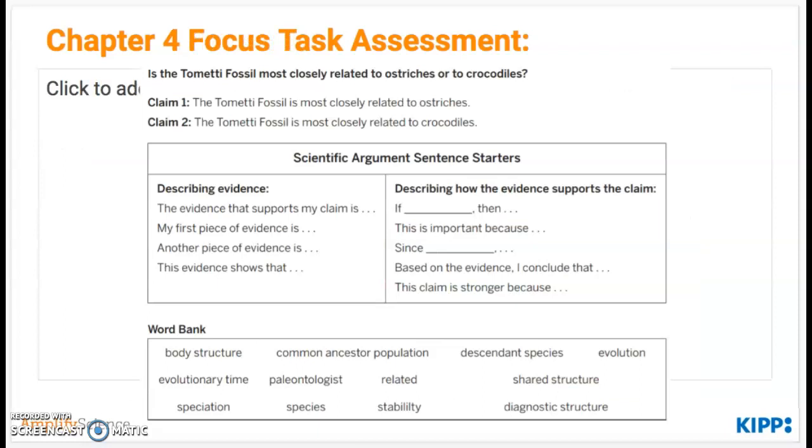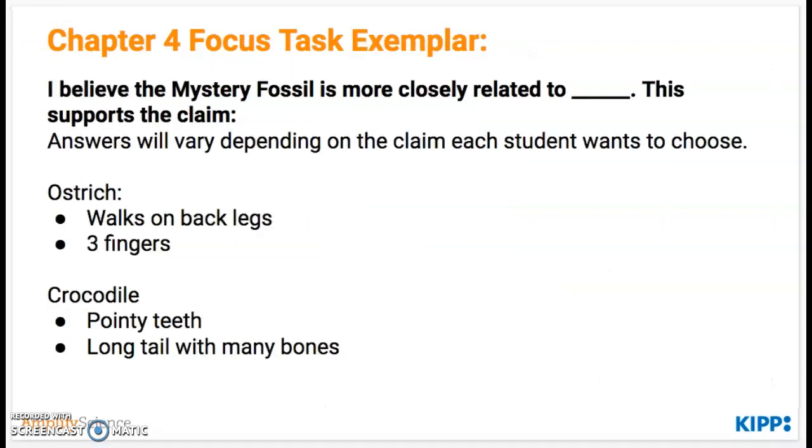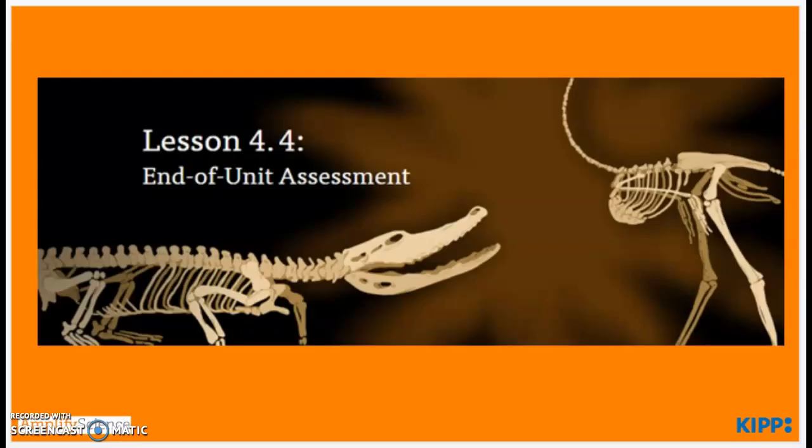For the Chapter 4 focus task, students enlist the knowledge they've gained to answer this question. Is the Tometti fossil more closely related to ostriches or to crocodiles? Pause here and try it on your own. Now, as with the previous chapter's task, students are evaluated not on whether they choose the correct exhibit, but rather if they use strong evidence to support their claim. They're also required to address the counterclaim and justify why it's not more closely related to the organism they did not pick. We're going to take a moment and look at some of the items from Progress Builds 1, 2, and 3 in the end of unit assessment, so make sure you have that out and ready.